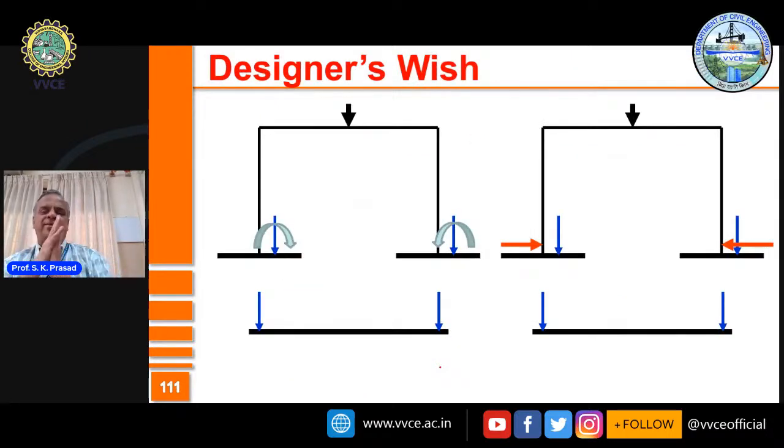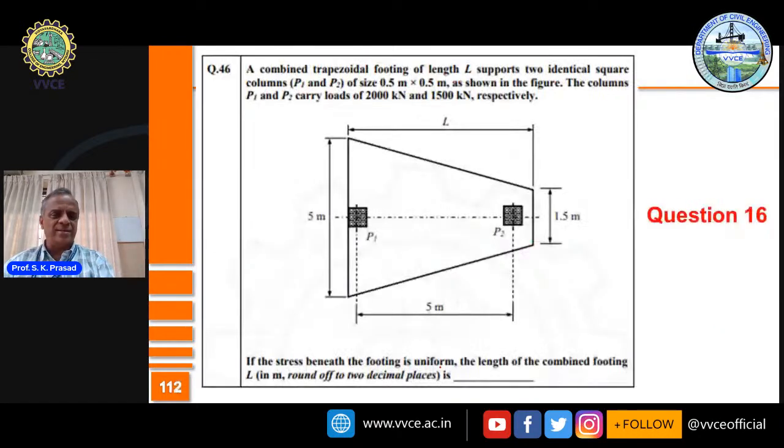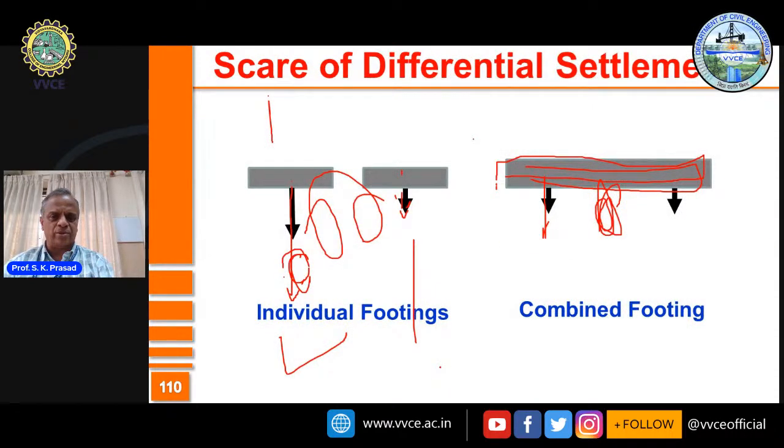The other important thing I said was the designer's wish. One more thing I forgot to mention here: importance of the structure. Let us say you want to build maybe Parliament House, Rashtrapati Bhavan, Vidhan Sauda. Naturally, the structure is very, very important. Naturally, the people who live in that, who work in that, are very, very important.